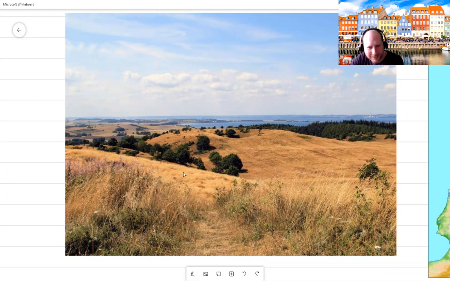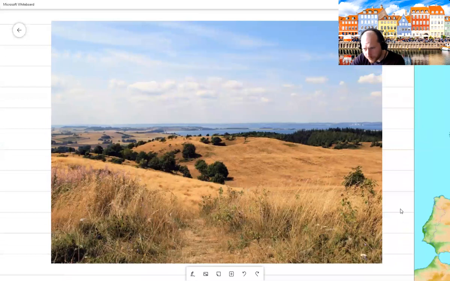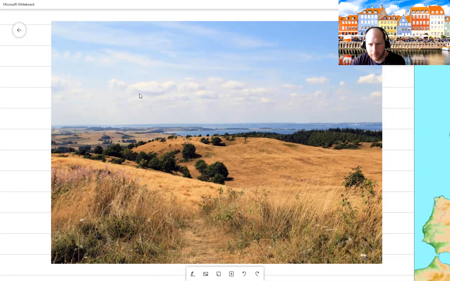Excellent. Okay, so the question is then, why is the landscape like this? How did it become so lumpy and bumpy, while at the same time being very, very flat? In mountainous areas, we often know that mountains have been formed by tectonic plates coming together and pushing each other up to create these great big peaks. That obviously hasn't happened in Denmark, so we need to think about thousands of years ago.